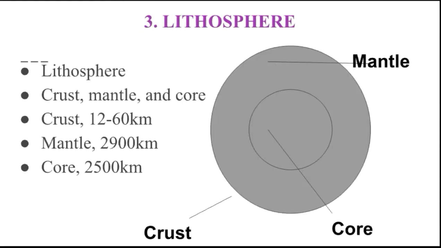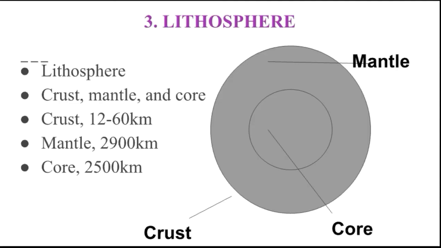Next is the lithosphere. The question may arise in your mind, what is meant by the lithosphere? The lithosphere is the solid component of the earth. The lithosphere is made up of three layers: the crust, the outer layer; the mantle, the middle; and the core, the inner layer.